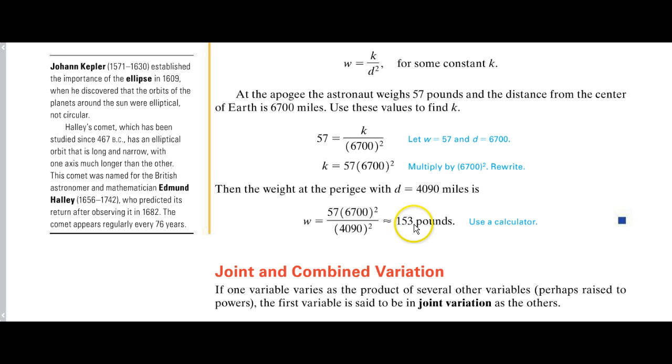So further away you have less. In fact, if they get so far away, we say there is weightlessness. It's not that they don't have mass, but the attraction of gravity is so little, they have weightlessness. All right, let's go on now to joint and combined variation.